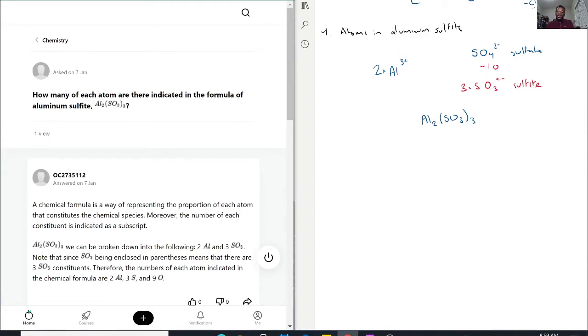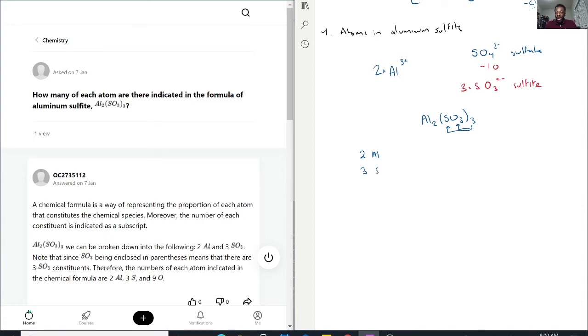Okay. So now they actually are asking how many of each atom are there indicated. The cool thing about this question is that this is actually the step you would take before you solve for the molar mass, because you would then add the constituents of each atom, like how many atomic mass units each atom contributes. So if we looked at this, as we've now solved it, we have 2 aluminum. Okay, so that's 2 aluminum in there. And in here, we have to make sure we multiply inside.